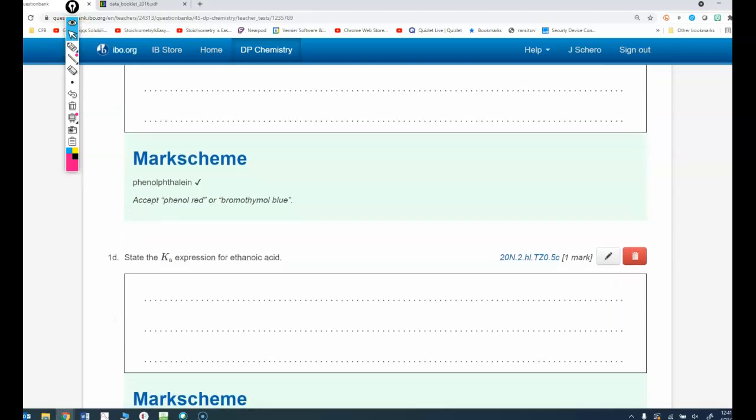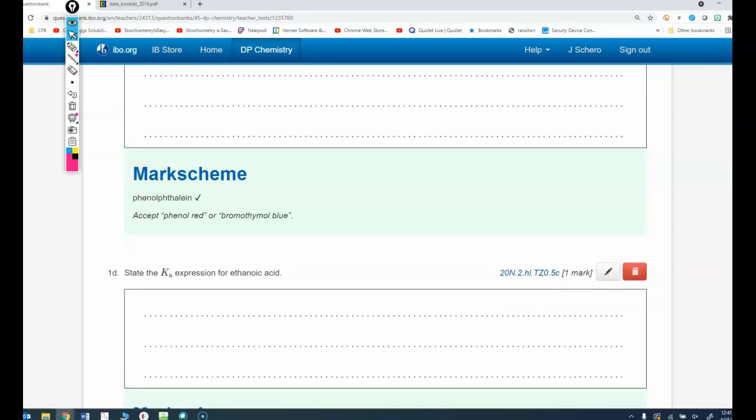Okay, so we go on to the next one: state the Ka expression for the ethanoic acid. This is referring to ethanoic acid all alone.